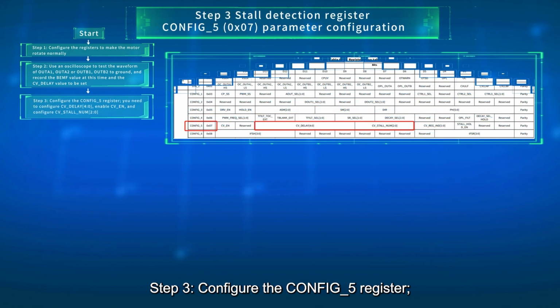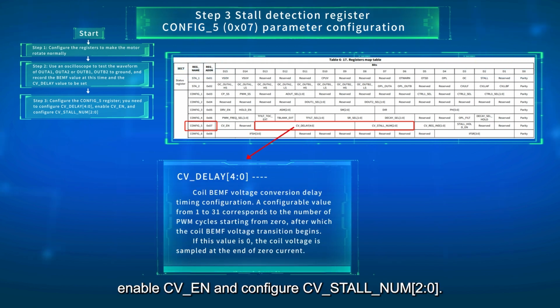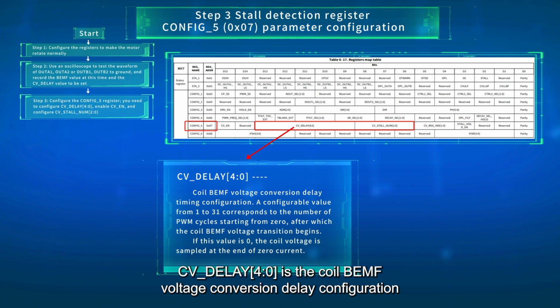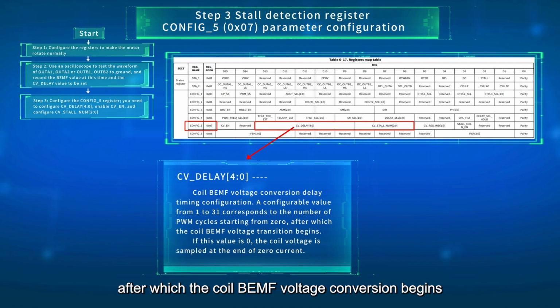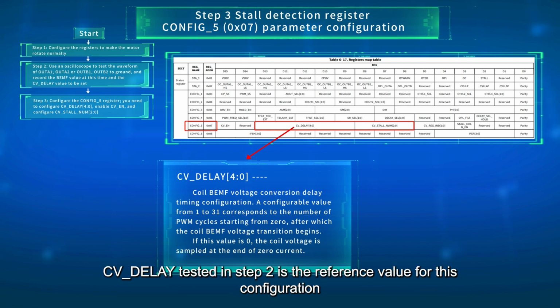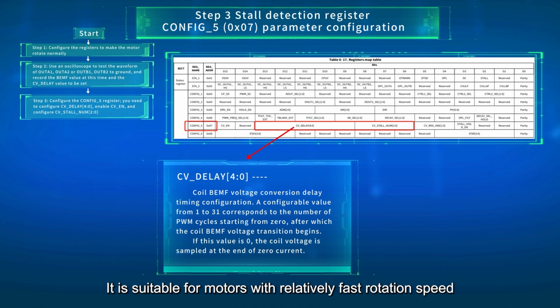Step 3. Configure the config5 register. You need to configure CV delay, enable CVEN, and configure CV stall. CV delay is the coil BEMF voltage conversion delay configuration. A configurable value from 1 to 31 corresponds to a delay in the number of PWM cycles, starting from 0, after which the coil BEMF voltage conversion begins. CV delay tested in Step 2 is the reference value for this configuration. If the value is 0, voltage sampling is performed at the end of 0 current. It is suitable for motors with relatively fast rotation speed.